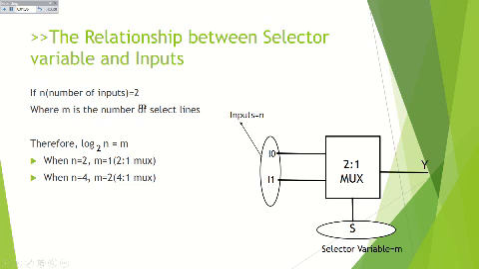When n is equal to 4, let's say these inputs here are 4, note that the selectors will be 2. But don't be confused, don't say since here is 2, it will be 4 by 2 MUX. No, the reason why the 1 is here is because the output will be 1. The Y here will be 1.